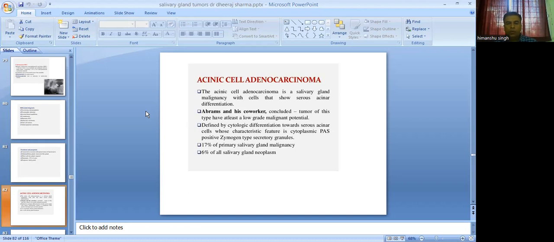It is defined by a cytological differentiation towards serous acinar cells, whose characteristic feature is cytoplasmic zymogen-type secretory granules. It constitutes around 17% of all the primary salivary gland malignancies and 6% of all the salivary gland neoplasms.